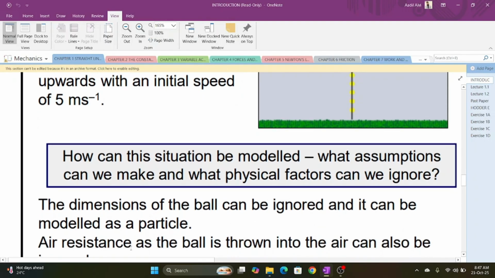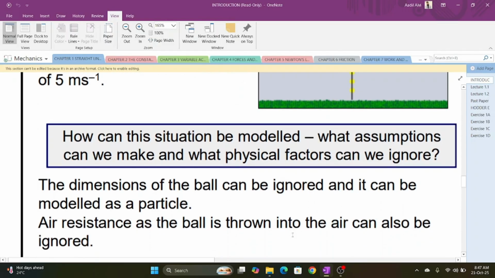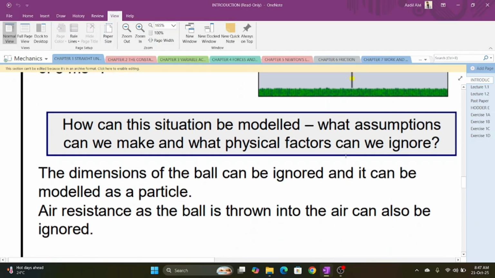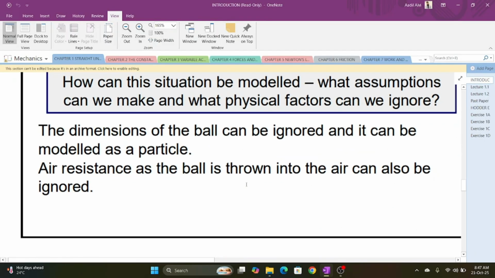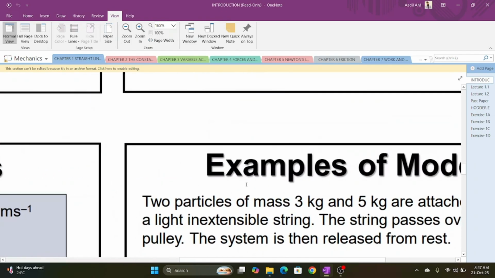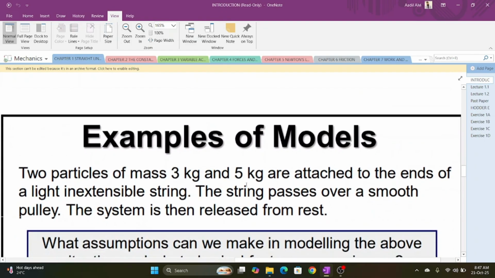Air resistance, as the ball is thrown into the air, can also be ignored. So what physical factor can we ignore? We can ignore air resistance. All right, let's look at another example.